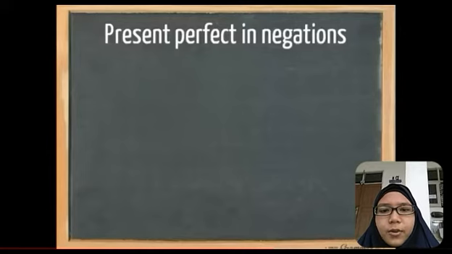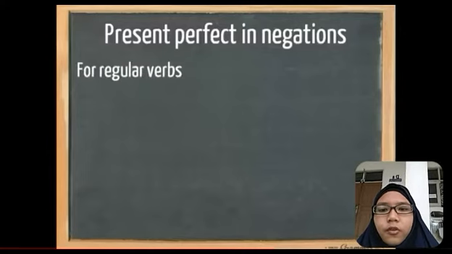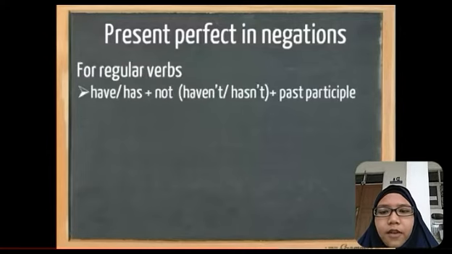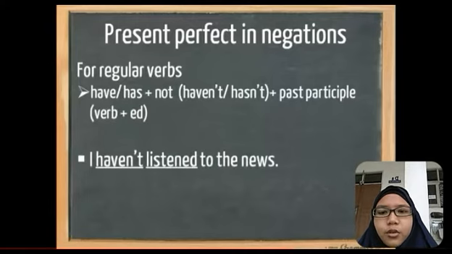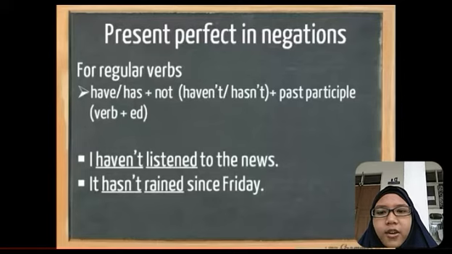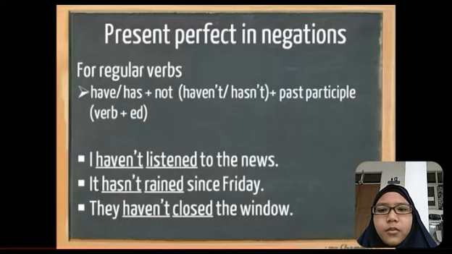Let's have a look at the present perfect tense in negation. For regular verbs, we use the auxiliary verb to have and we add not, contracting into haven't or hasn't, and the past participle. I haven't listened to the news. It hasn't rained since Friday. They haven't closed the window.